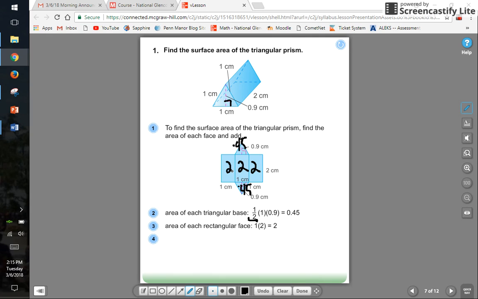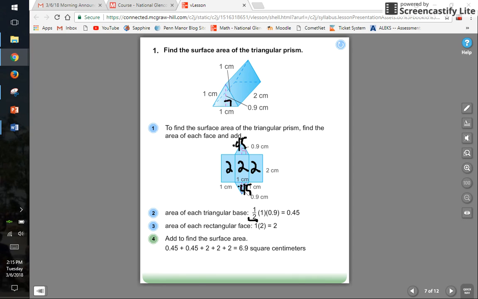At the end, all I need to do then is add all the areas that I figured out to find the surface area. It comes out to 6 9/10 square centimeters. And since we're talking about surface area, our label will be squared. That's what that looks like.